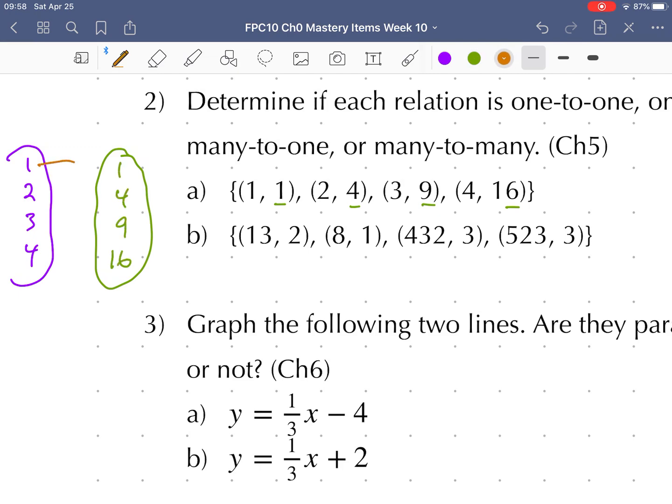Then we're going to draw the connecting lines. 1 goes to 1, 2 goes to 4, 3 goes to 9, 4 goes to 16. One item in my domain goes to one item in my range. One item in my range gets one item from my domain. This one is 1 to 1.